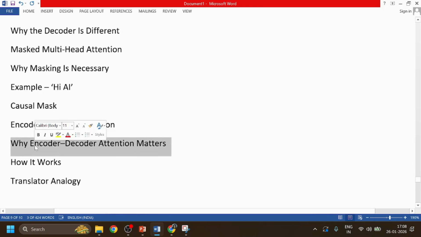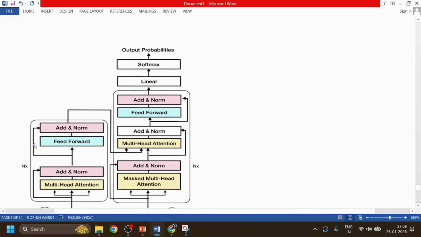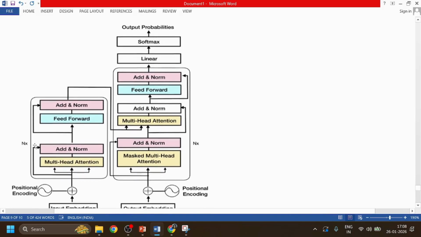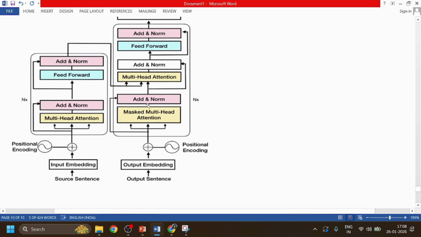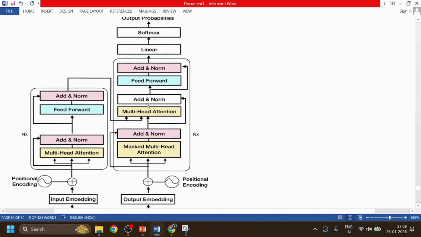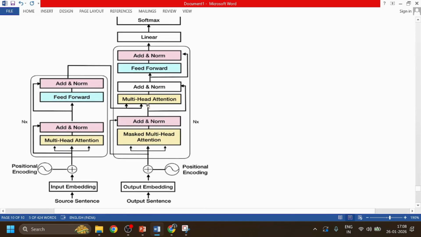Why does encoder-decoder attention matter? Here, the decoder has two sources of information. First, what it has generated so far, and second, what the encoder understood from the input. Encoder-decoder attention connects these two.